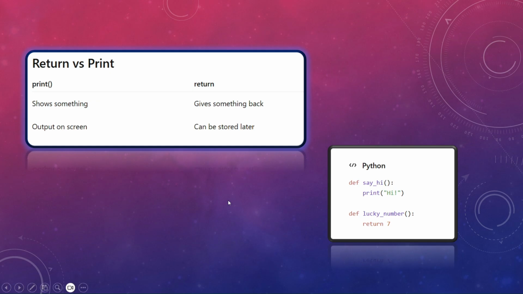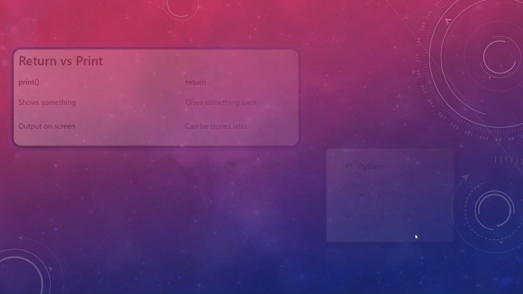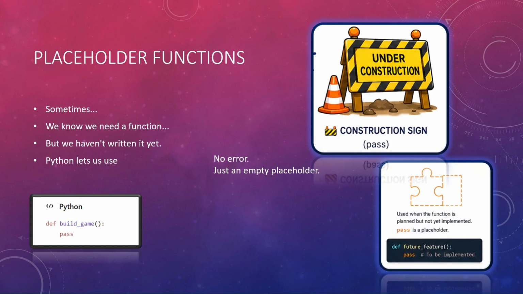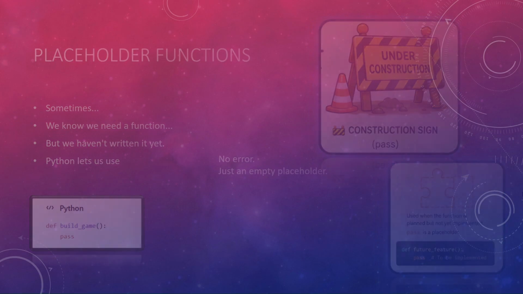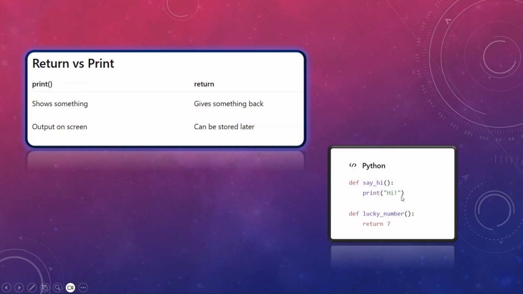So here, what does print do? It shows something on the screen, right? And what does return do? It actually evaluates values and returns them to wherever the function is called, and then those return values can be assigned to variables and used further. So if you see here, define say hi, it is print hi. Next, define lucky number, it will return the number 7. So here there is no return value. So a function may or may not have a return value.